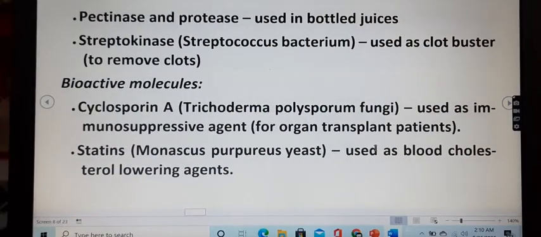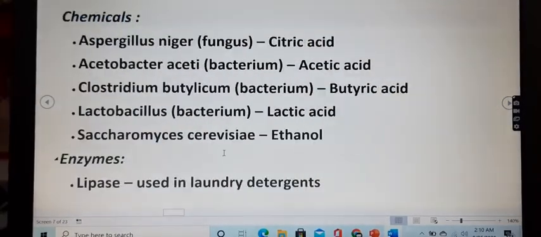Then come the enzymes. When enzymes are synthesized using microorganisms, this is the lipase enzyme which is used in laundry detergents. We get it from microorganisms.